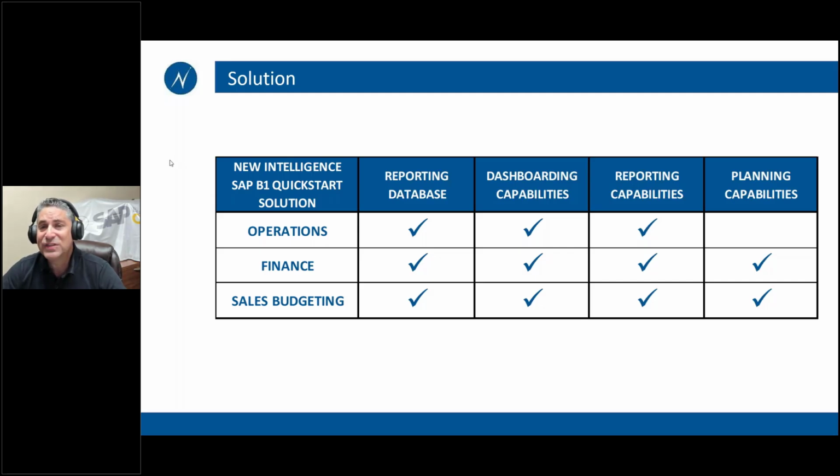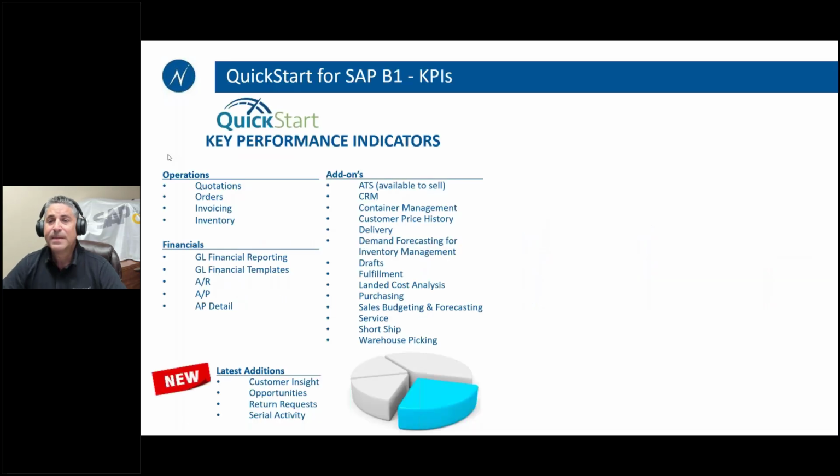Now, in terms of the solution itself, we have modules. So today we have approximately 30 modules that you can choose from in order to work with the solution. The standard, as an example, you'll look at operations, which has quotations, orders, invoicing, and inventory. And those are the standards. And then you can start adding on additional modules as you see fit. So you can start small and work your way outwards.